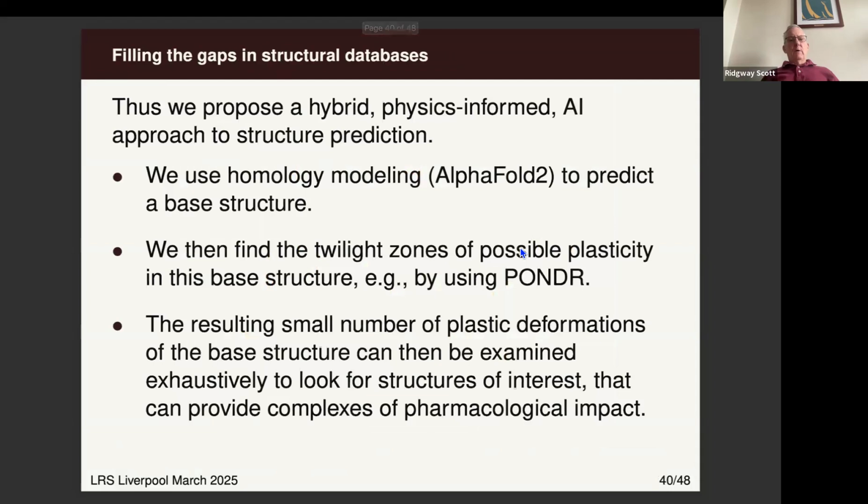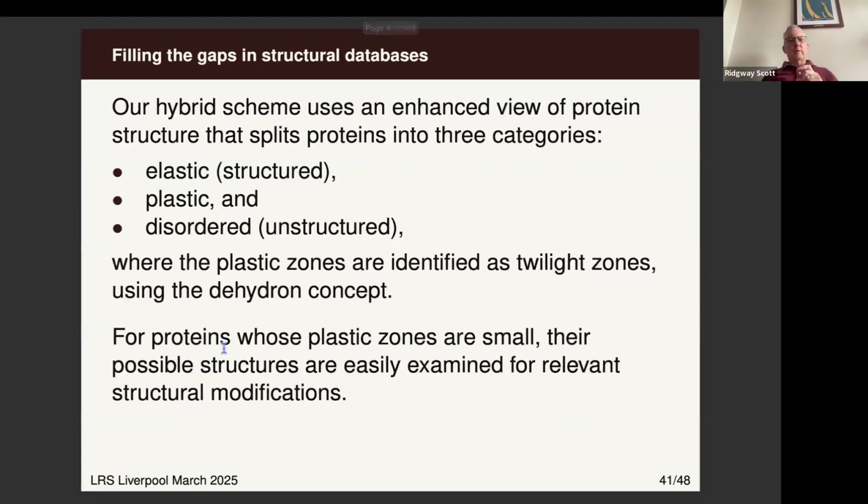Okay. Now, so that's our process. We use AlphaFold, homology modeling. We predict the twilight zones based on sequence. And then we're left with a small number of small plastic deformation regions. And so what we're going to do is simply say, well, since these extra regions are small, why don't we do some sort of brute force optimization? Okay, so that's the idea.